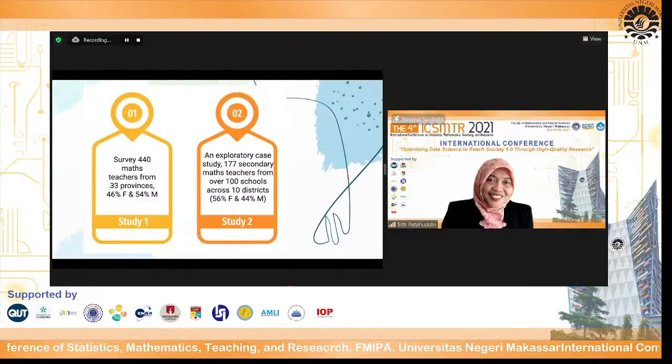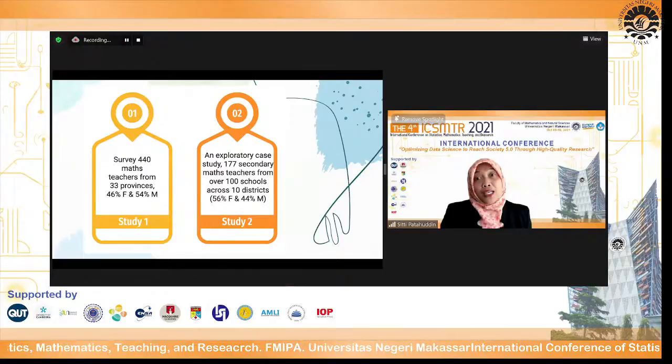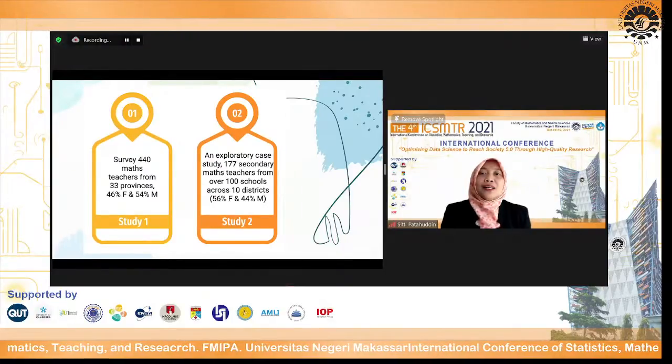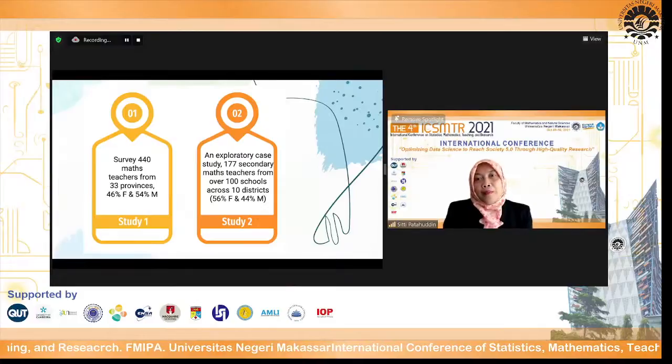Nah, gap ini yang sedang saya usahakan address. I am trying to address this gap. For this purpose, I conducted a two-phase study. Jadi saya melakukan dua fase dalam studi ini.